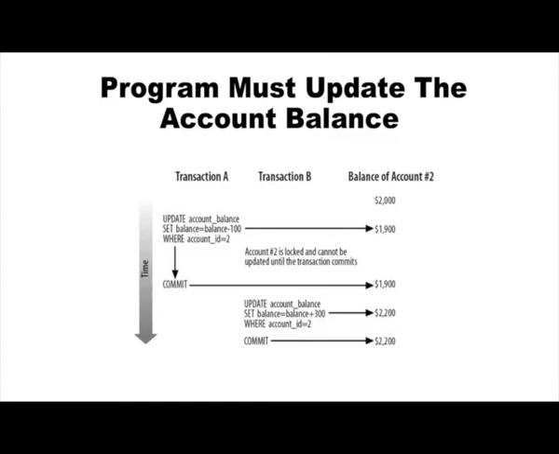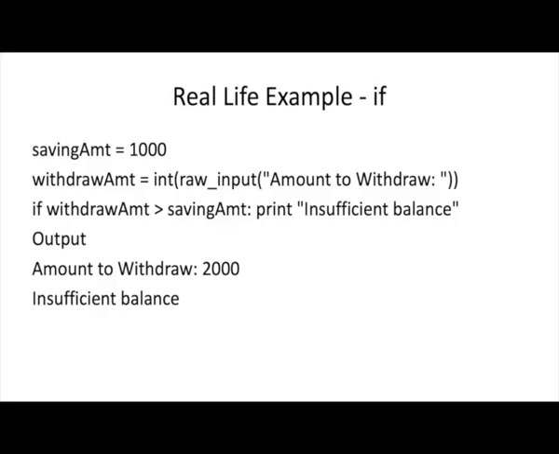Also, the program must update the account balance once the user has withdrawn money from the account to keep the records updated. Let us write a small piece of code to stop the user from withdrawing more money than the available account balance. Now, the amount 1000 is initialized to savings amount. So, withdraw amount is initialized to int of raw input. So, we have to get the input value, that is the amount to withdraw, from the user.